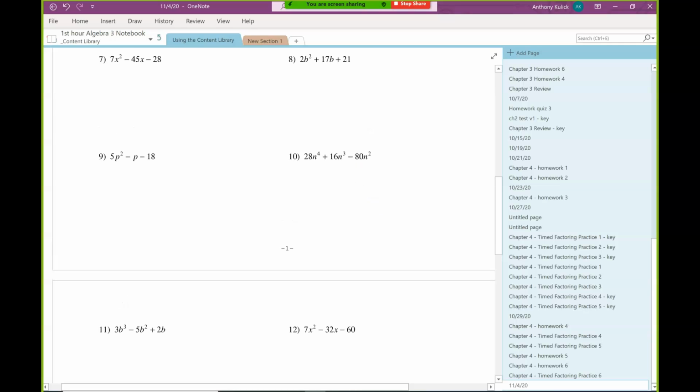Okay. So again, we notice right away that it's not quadratic because we have an n to the fourth, but if I look at all three terms, they all contain a greatest common factor of n squared, so that's not a big deal. We'll just take that out. If I look at the coefficients, they all contain a greatest common factor of 4. So I'll start by taking out a 4n squared.